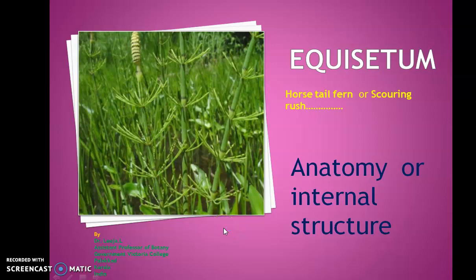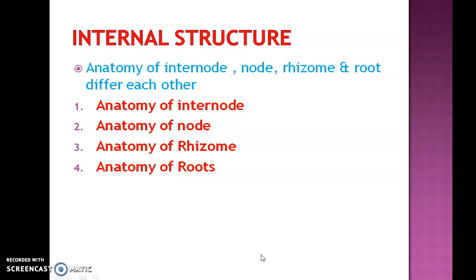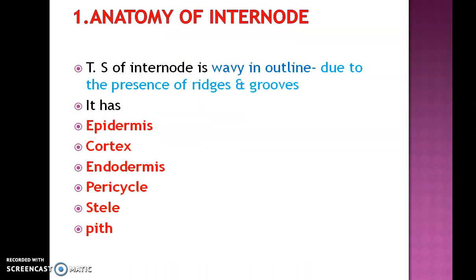Welcome back. In this video, we are discussing the anatomy or internal structure of Equisetum, which is also known as horsetail fern or scouring rushes. The internal structure of internodes, nodes, rhizomes and roots differs from each other. So first we have to study the anatomy of internodes.